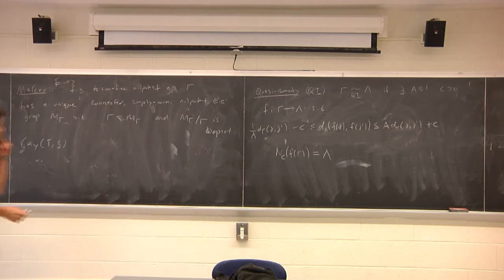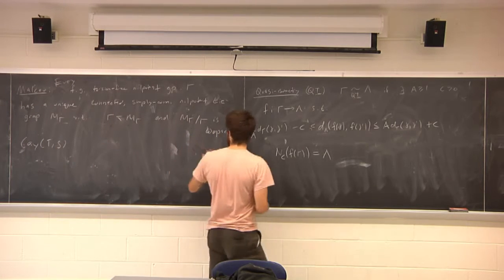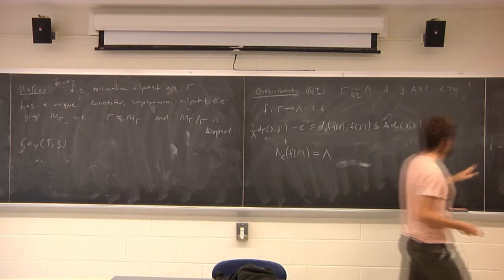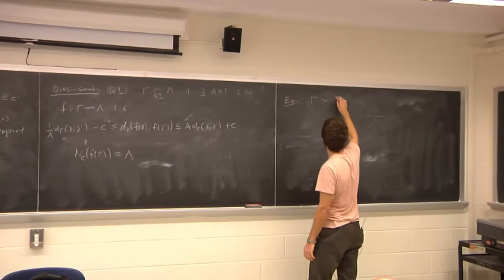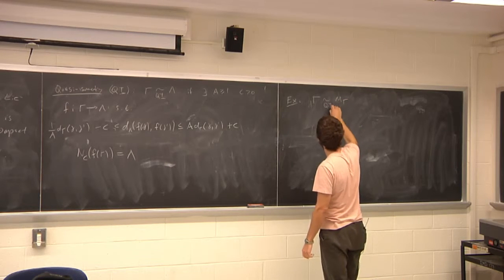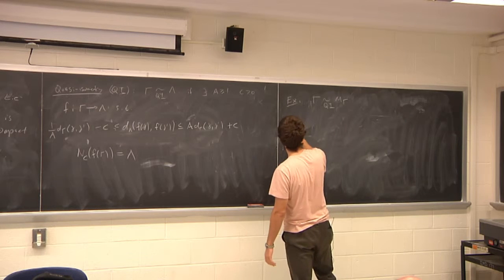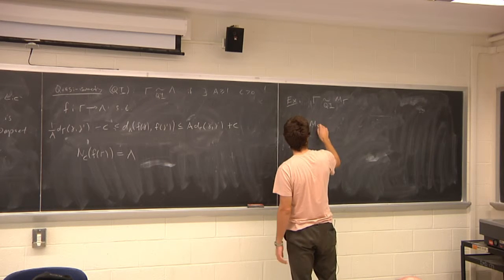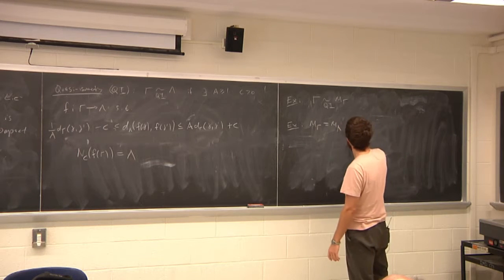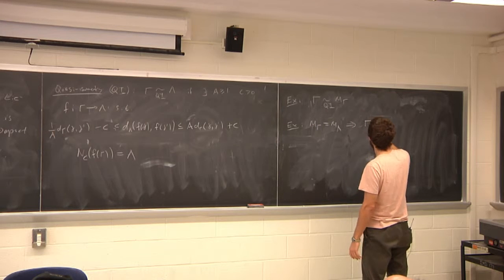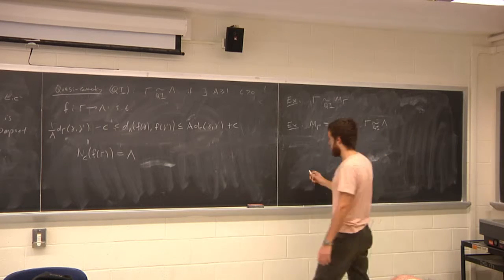A first example is these two metric spaces. Being a co-compact lattice is a source of quasi-isometry. Since it's an equivalence relation, this implies that if two nilpotent groups have isomorphic Malcev completions, then they're quasi-isometric. And there's a big open question, which is the converse.